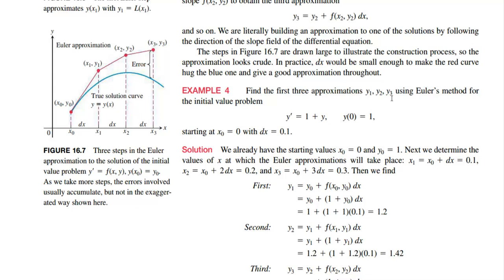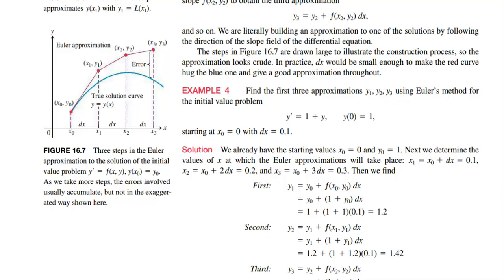So we determine the values of x at which the Euler approximations will take place. x1 equals x0 plus dx. That's 0.1, plus is our dx, and x0 is 0. x2 is x0 plus 2 dx, so that's 0 plus 0.2. x3 is x0 plus 3 dx, which is 0.3.